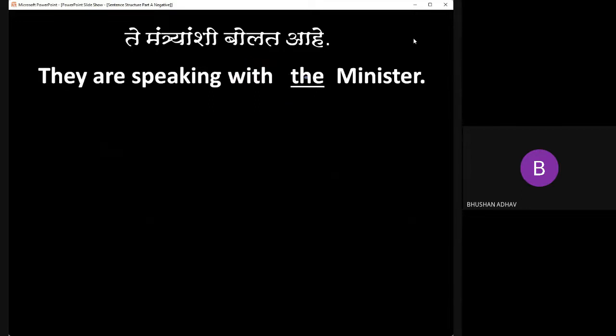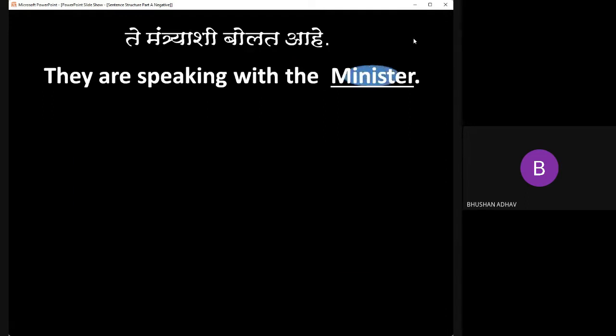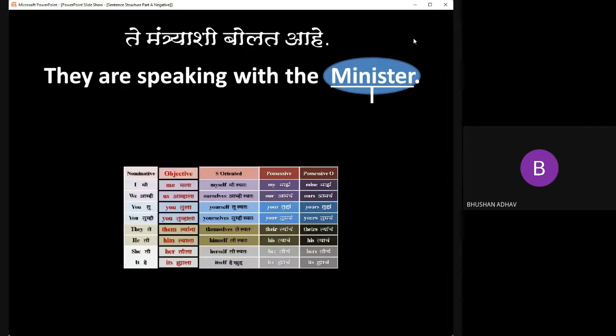Then next is article. Basically, there are four important concepts in the article: a, an, the, and no article. And then the last is the object.